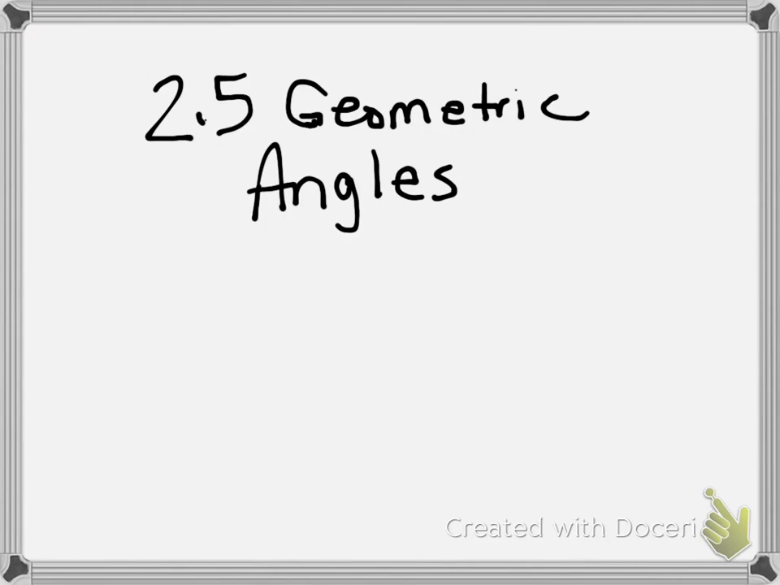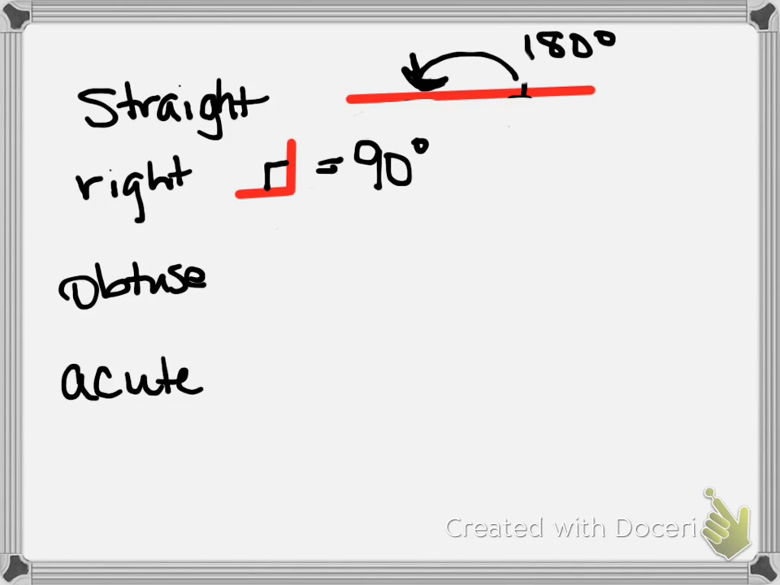So today we're going to talk about geometric angles, just a little review of those, and it's Chapter 2, Section 5. So we have four types of angles. We have a straight angle, we have right angles, we have obtuse angles, and we have acute angles.